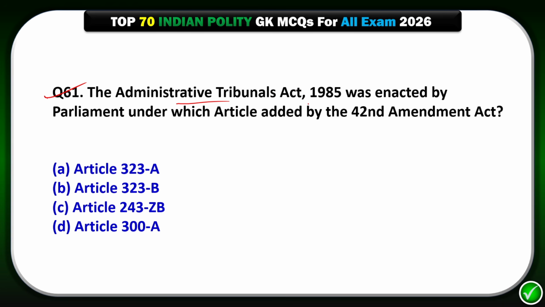61. The Administrative Tribunals Act 1985 was enacted by Parliament under which article added by the 42nd Amendment Act? Option number A, Article 323A.